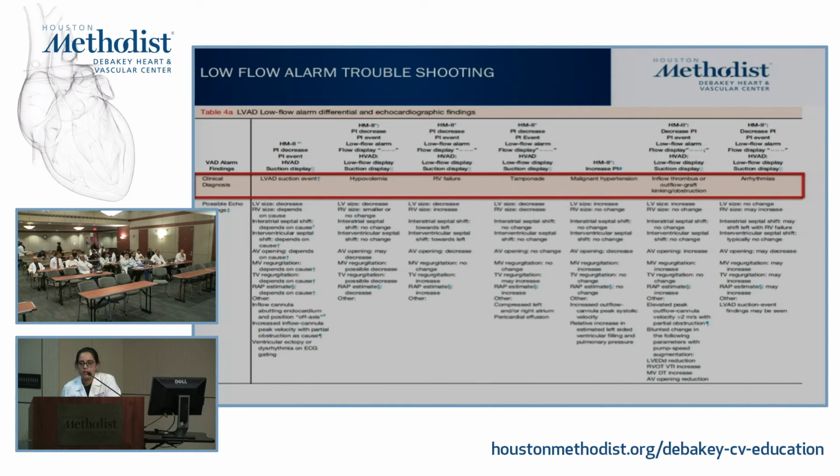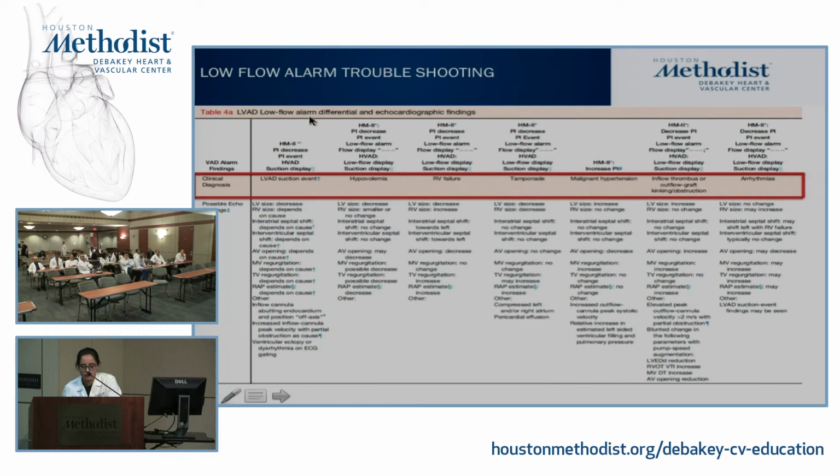Because a lot of people will not have suction in the first year, but they'll start having suction in the second year, and that's usually because the RV is big and more and more of the septum deviates. These are some of the complications, which is why sometimes we order echocardiograms.